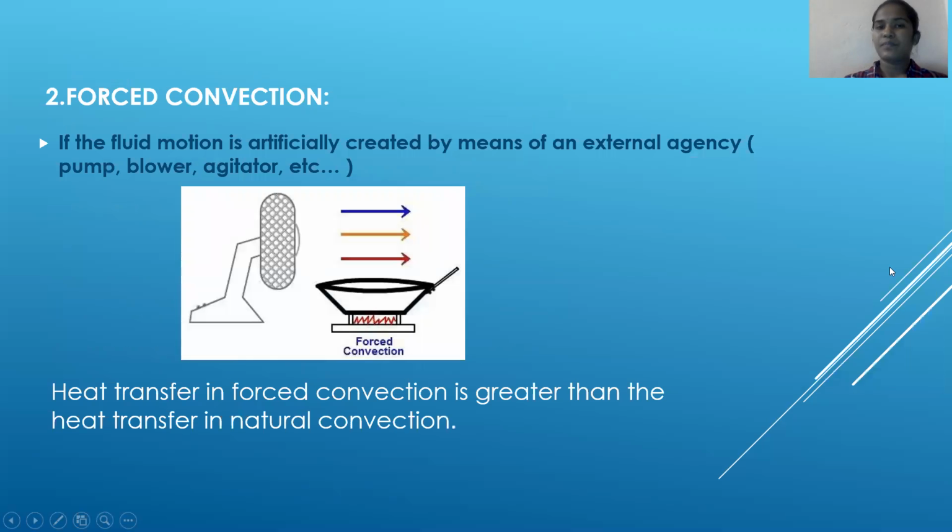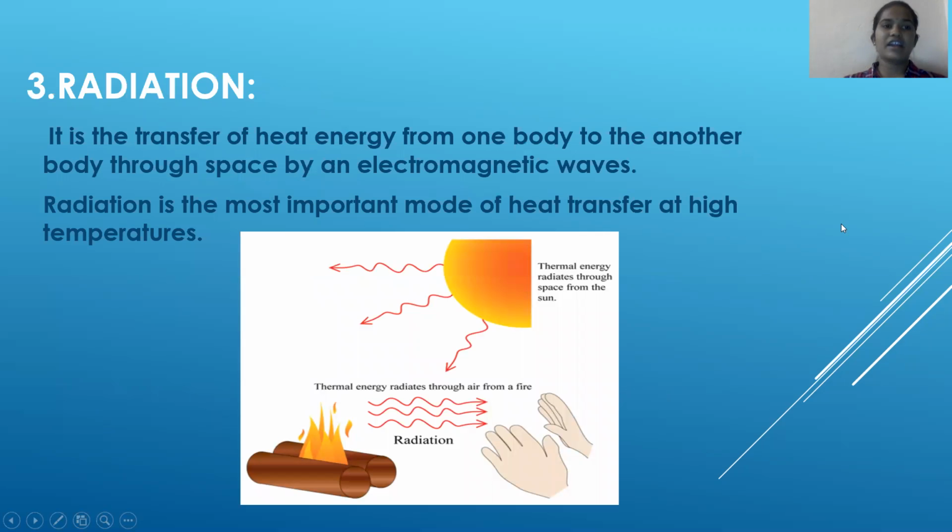And next one is forced convection. In forced convection, the fluid motion is created by means of an external agency such as pumps, blowers, etc. So, when comparing natural and forced convection, heat transfer in forced convection is much greater than in natural convection. An example of forced convection is heating of air in a room by means of a radiator, etc.